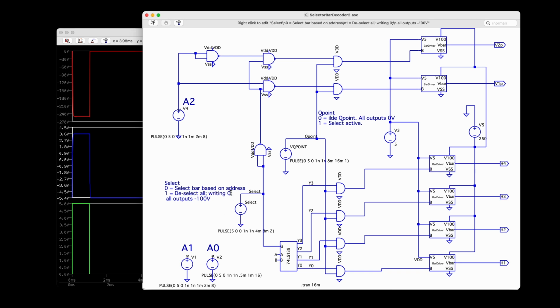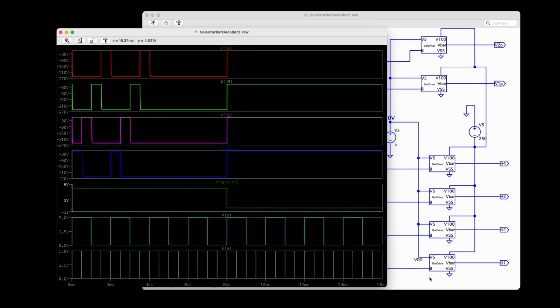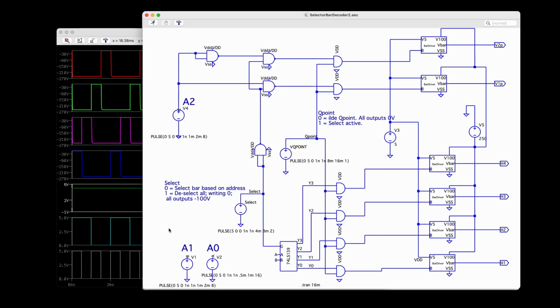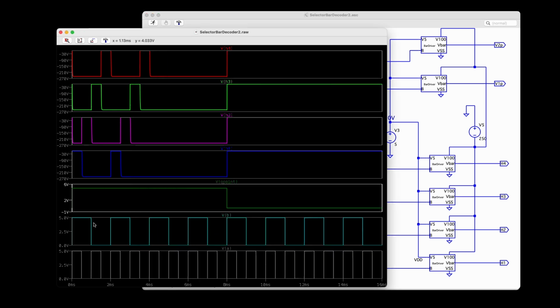And let's look at our simulation panel. What I'm essentially doing on this, the bottom 2 panels, are my least significant bits A0 and A1, and we're just letting that count binary. This is showing our quiescent point status.